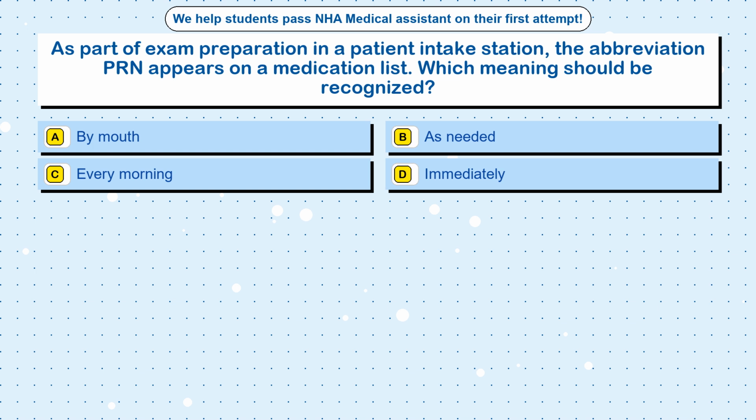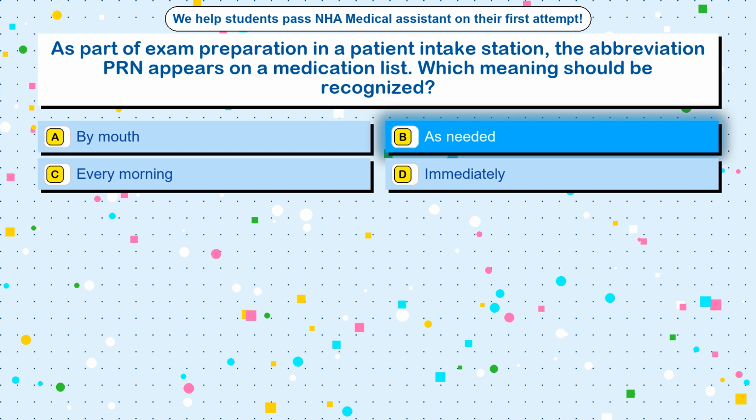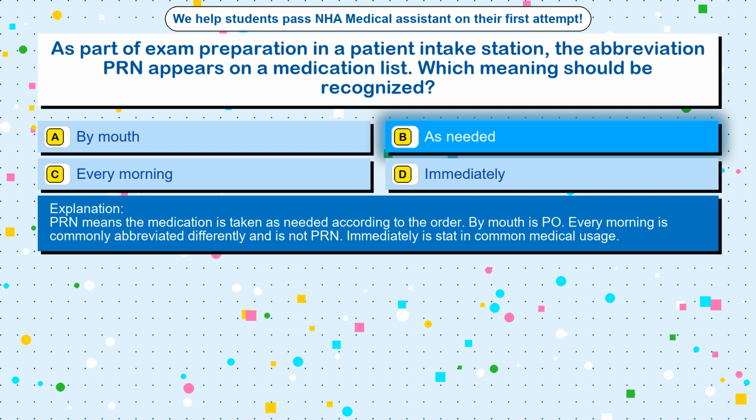Which meaning should be recognized? Option A, by mouth. Option B, as needed. Option C, every morning. Option D, immediately. The correct answer is option B, as needed. PRN means the medication is taken as needed according to the order. By mouth is PO. Every morning is commonly abbreviated differently and is not PRN. Immediately is STAT in common medical usage.